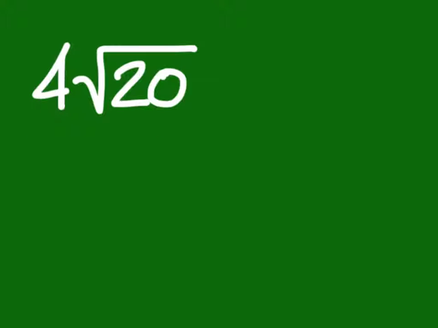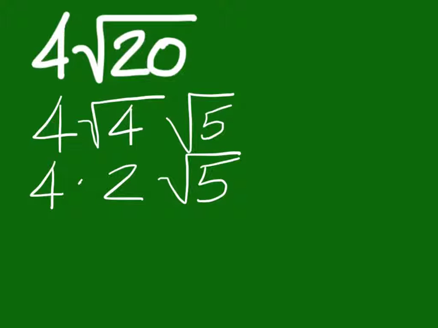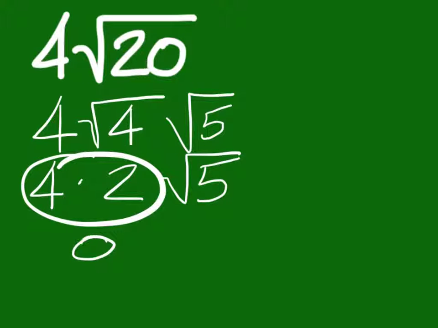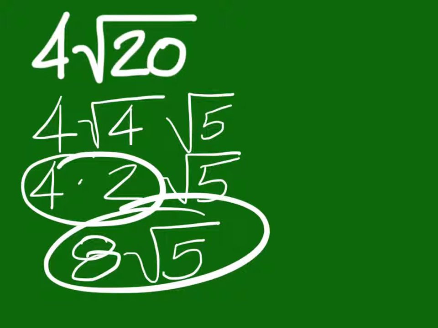Example 3. If I have 4 square root of 20, what I'll do is I'll leave the 4 where it's at and then concentrate on the square root of 20. The highest perfect square that comes out of 20 is 4. And square root of 4 times what is square root of 20? 5. So keep the original 4 on the left. The square root of 4 is 2. And then keep the square root of 5. 4 times 2 is 8. So 8 square root of 5 is the answer.